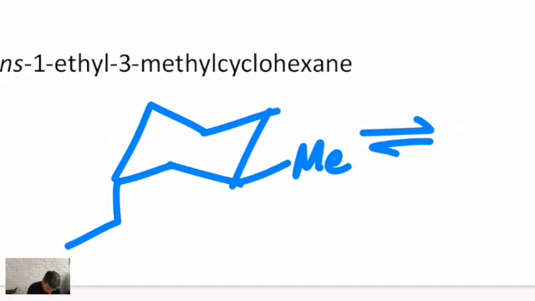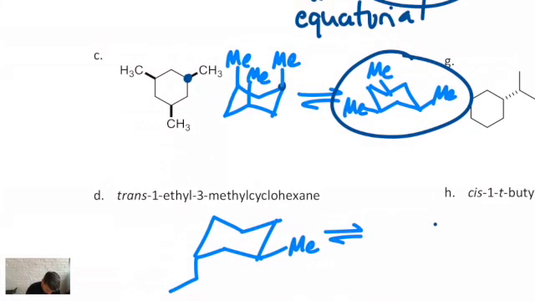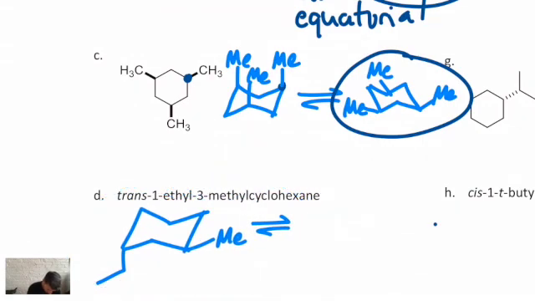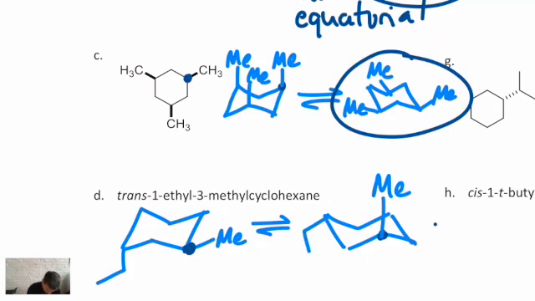And then if I ring flip it, draw a pair of equilibrium arrows. Let's move that over a little bit. Draw that chair slanted in the other direction. So this carbon, I'll say, becomes this carbon. That up equatorial methyl is now up and axial. And that down axial ethyl is now down and equatorial.